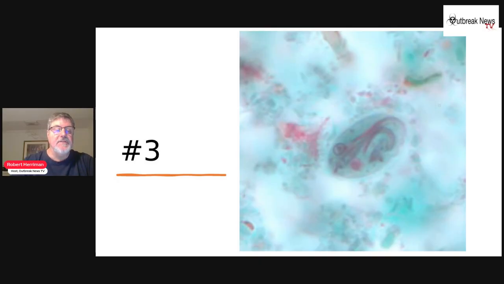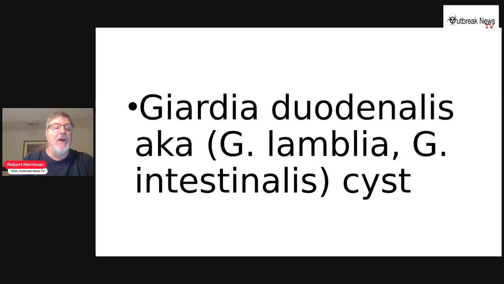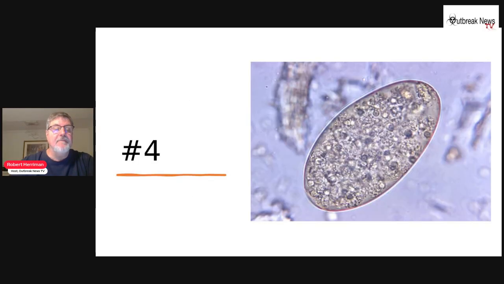All right, the answer to this is, of course, Giardia duodenalis, also known as Giardia lamblia and Giardia intestinalis, and this is the cyst stage. This differs from the trophozoite stage, which is kind of pear-shaped, bilaterally symmetrical, and you can see the visible flagella. So that's Giardia. I'm not sure what most people call it. A lot of labs still call it Giardia lamblia. All right, going on to number 4.